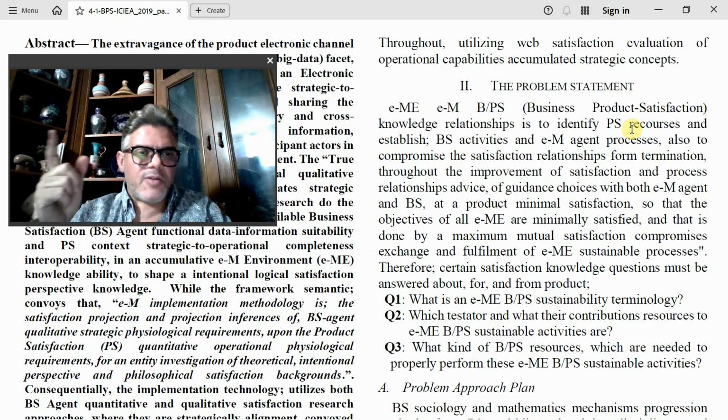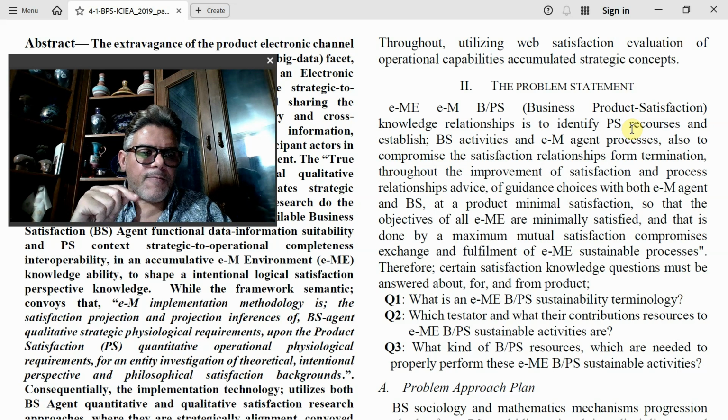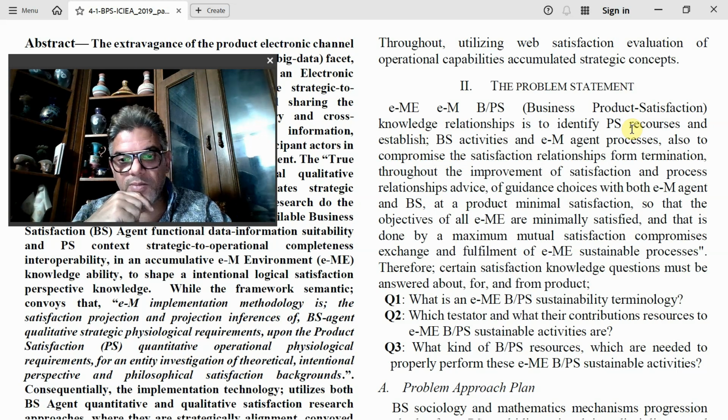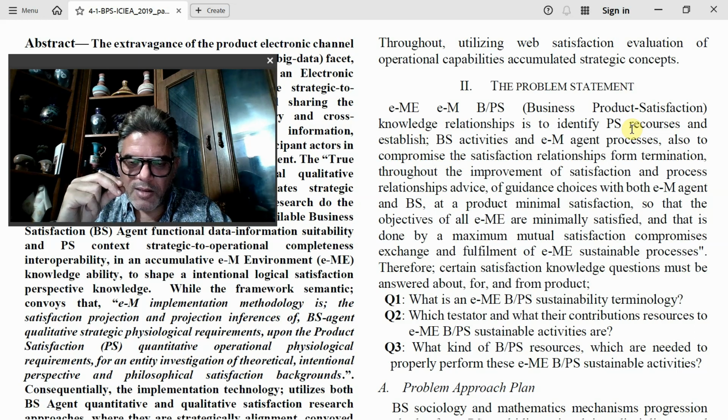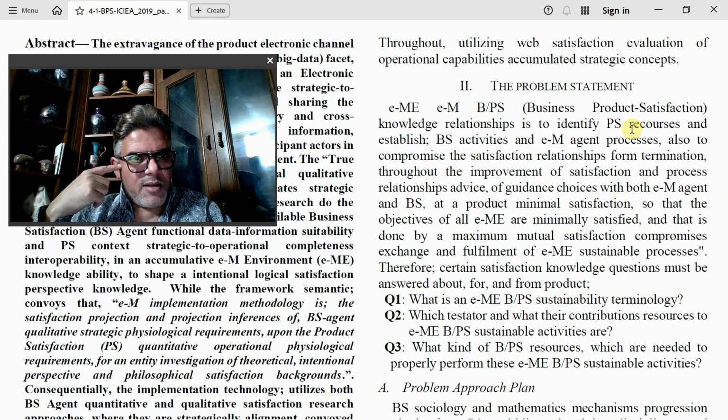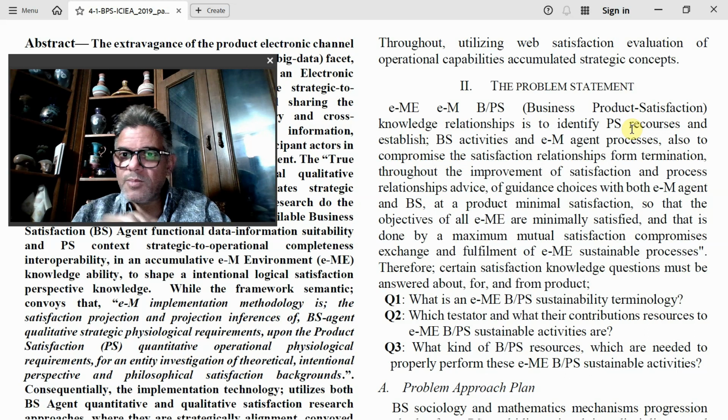Now, the business might reproduce the product upon the user satisfaction, or he can change the product to a bit less value, so he can again satisfy the user. So that's like just one sentence. Okay. Business satisfaction activities and e-marketing processes, yes.